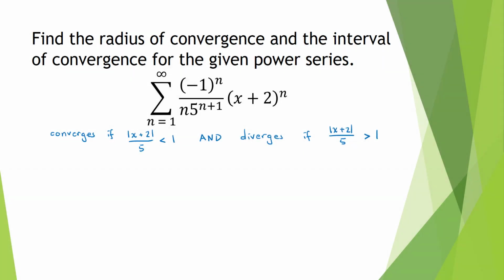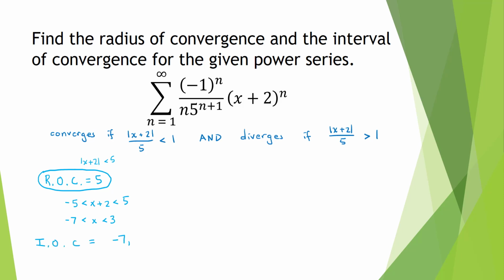Now if the absolute value of x plus 2 divided by 5 is less than 1, that means that the absolute value of x plus 2 is less than 5. This means that the radius of convergence for our power series is 5. We can also rewrite this inequality as -5 is less than x plus 2 is less than 5. And subtracting 2, we see that -7 is less than x is less than 3. So we know that our interval of convergence is the interval from -7 to +3.